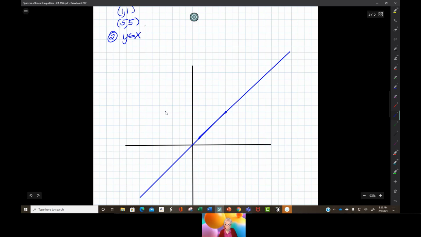This one looks good. What is that? -1, -2, -3, -4. Actually, I could make it that if I wanted to. But -4 and 1, 2, 3, 4, 5. So we have the point -4, 5. And that's our test point.